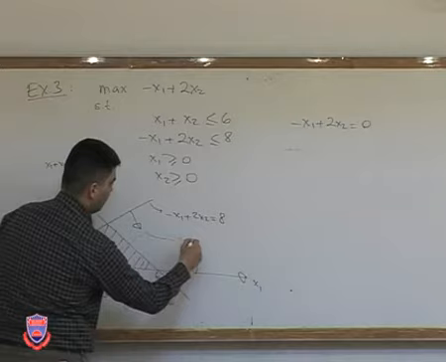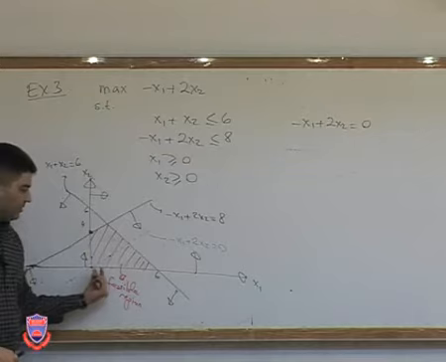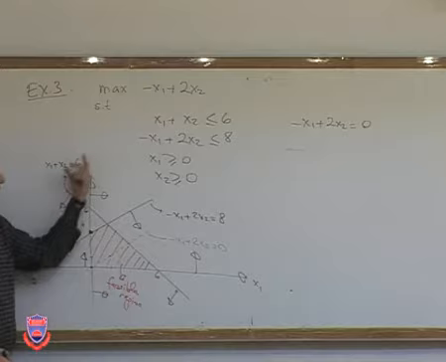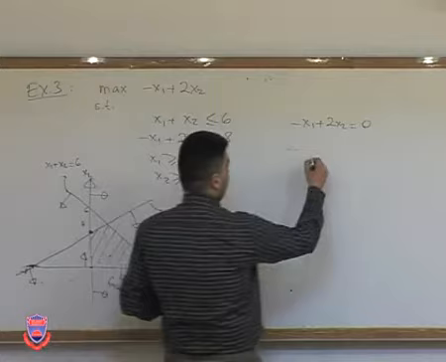Since this line intersects my feasible region, I can achieve a profit of 0, right? So all the points that lie on the intersection of the feasible region with this blue line will give me a profit of 0, or an objective function value of 0. So what's the next step? Well, I need to figure out the improving direction. What's the improving direction for this problem?